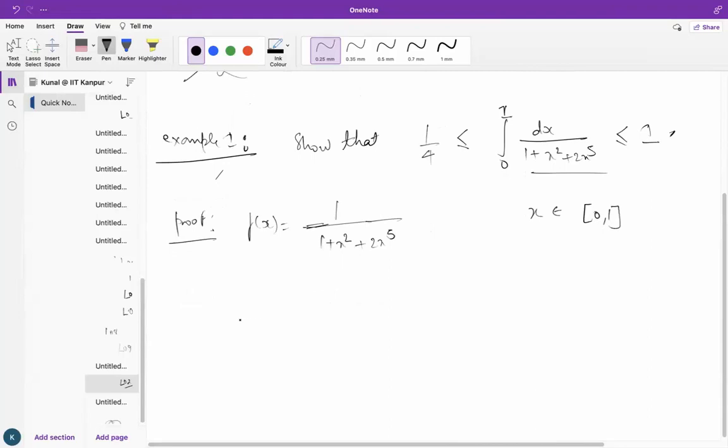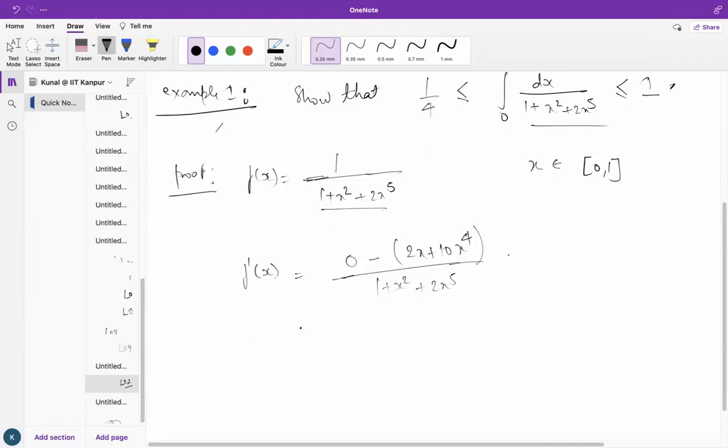So now try to find out the f dash x, like differentiation of fx. So what we get, 1 plus x square plus 2x to the power 5. I hope you all understand what I'm trying to say. There will be zero because differentiation of one is zero. And then we write the differentiation of this term. So what will it be? It will be something like 2x plus 10x to the power 4, right? And okay. So this is our minus 2x minus 10x to the power 4 over 1 plus x square plus 2x to the power 5.